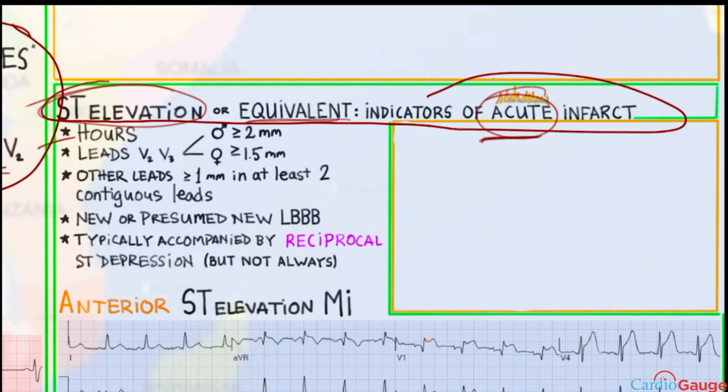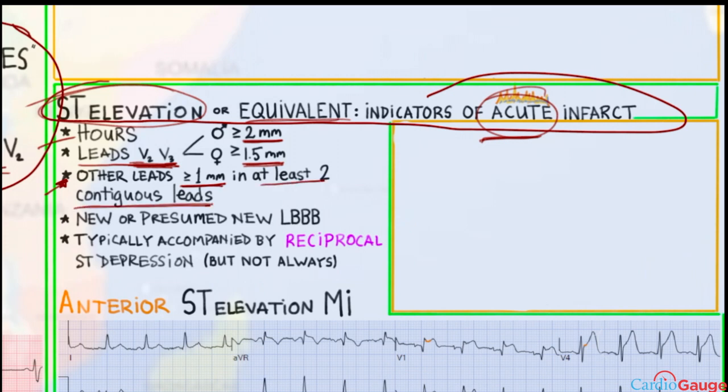Significant ST elevation in leads V2 and V3 is different from the other leads because you see ST elevation in leads V2 and V3 with a lot of other conditions. It's more stringent criteria. So there has to be 2 millimeters or greater ST elevation in males, or greater than or equal to 1.5 millimeters ST elevation in females. In the other leads, it's just greater than or equal to 1 millimeter, and that's in at least 2 contiguous leads.